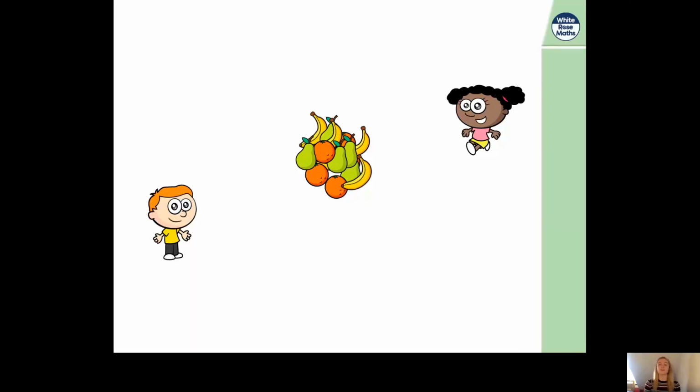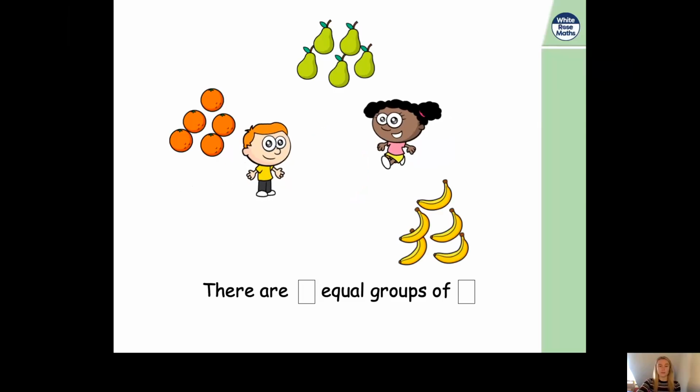So here we have 2 children and they've got some fruit in the middle. And they're going to put their fruit in some groups. Let's see what they do. Okay, so they have made some equal groups. How many equal groups have they made? Well, we've got one of oranges, one of pears, and one of bananas. So we have got 3 equal groups.